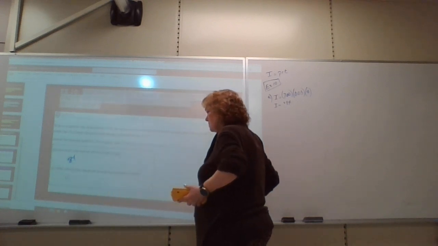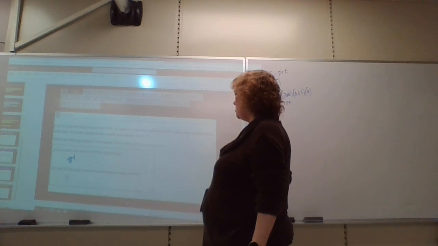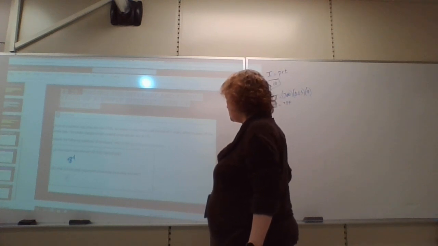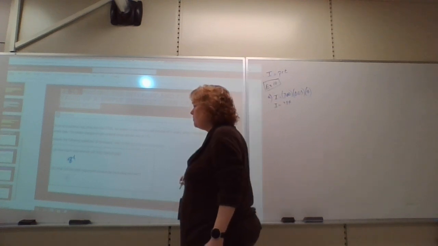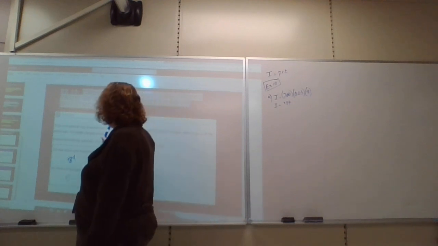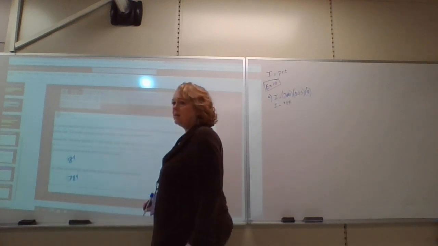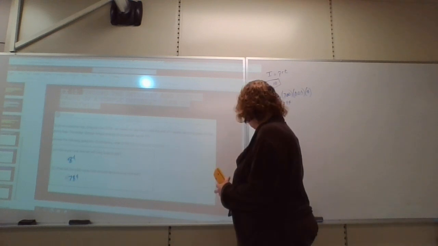What should the total repayment be, including your interest? 784. How'd you get 784? You added your principal plus your interest.